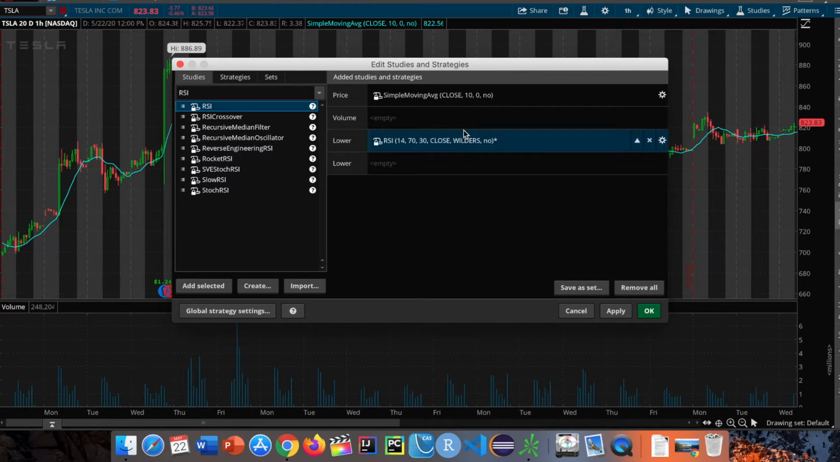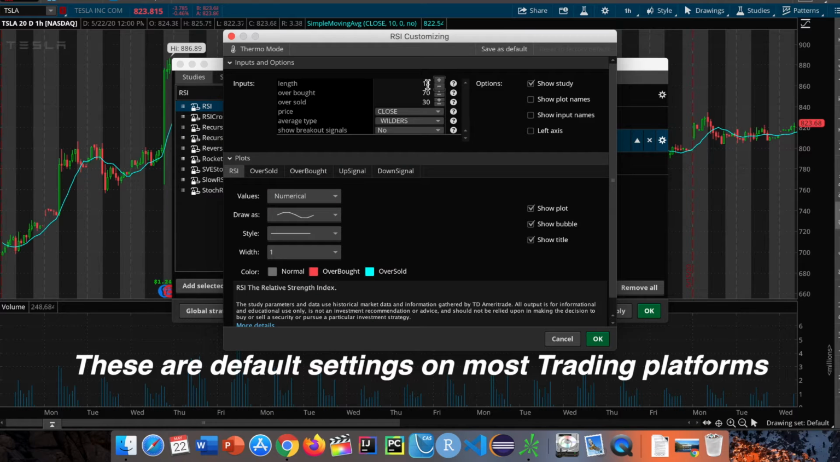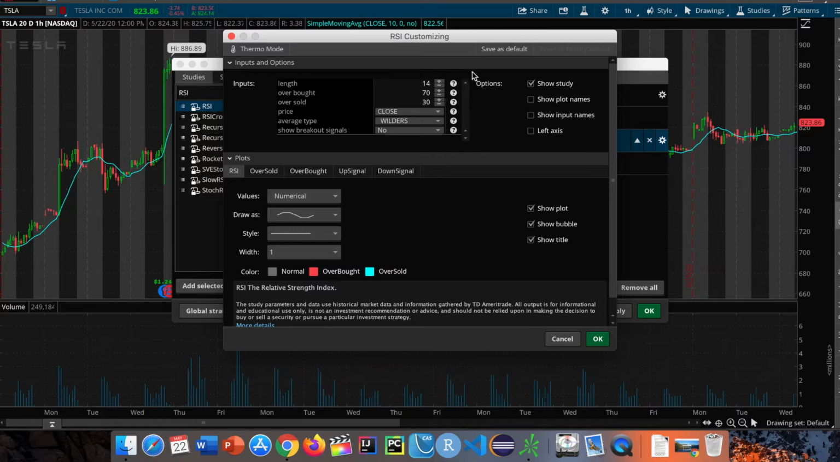Once you click it, you can go ahead and adjust it and go into the settings. We can see by default that it has a 14 period, so we're going to leave that. The overbought is going to be at 70 and the oversold will be at 30. These are all default numbers, and that's what we're going to go with, as this is traditionally what most traders and investors use. So we're going to click OK and then add that.